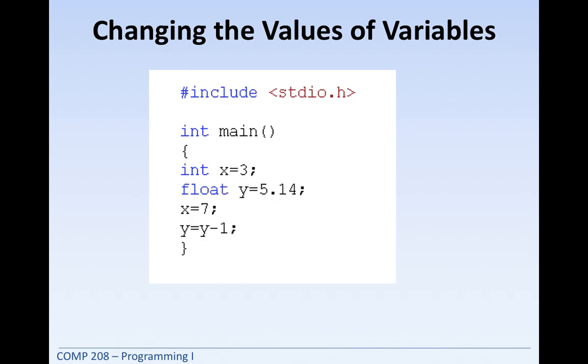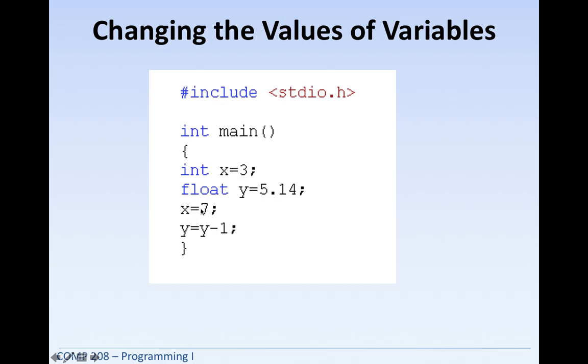Can we change the values of variables? We said yes, we can, and we have done it before. So x equal 3, y equal 5.14, x equals 7, and we said this equal is not the equal that you know in mathematics. This equal is actually called the assignment operator. It assigns the value that's on its right hand side to the variable on its left hand side.